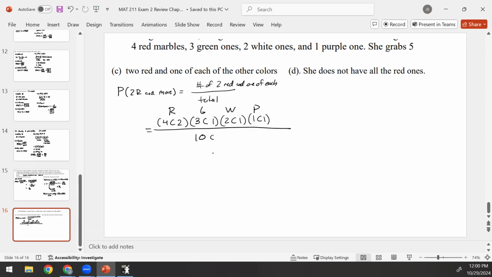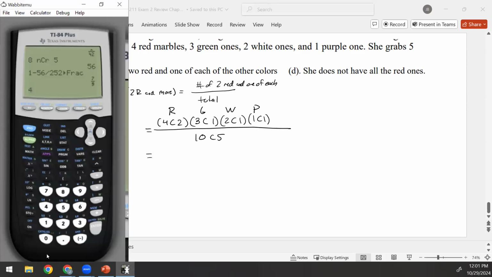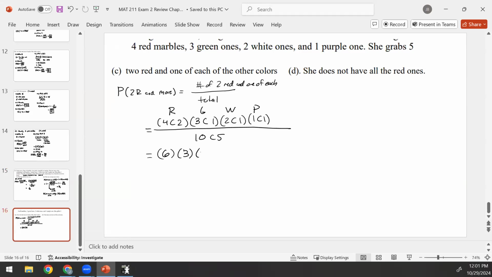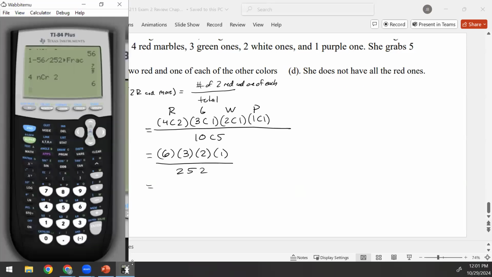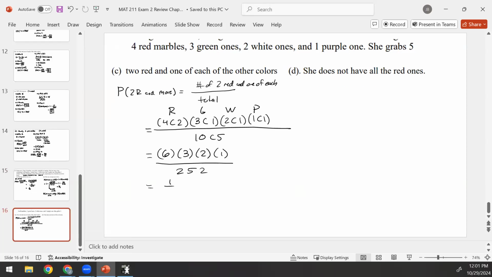And then the total is still 10 choose 5. And so if I plug that into my calculator, I just got to do 4 choose 2. I'm sure it's like 6 or something, but I don't remember. Yep, 6. And then 3 choose 1 is 3, 2 choose 1 is 2, 1 choose 1 is 1, over 252. And so I get 36 divided by 252. Math frac, 1/7, like that. And let's just verify that answer is correct. Yep, 1/7.